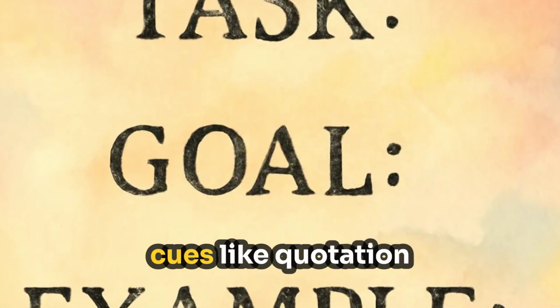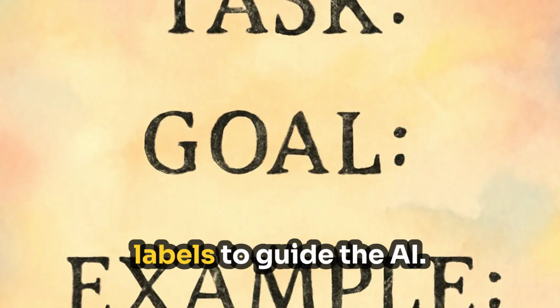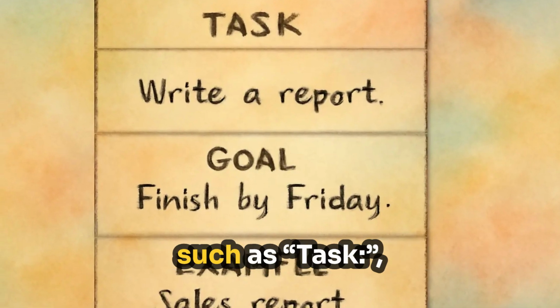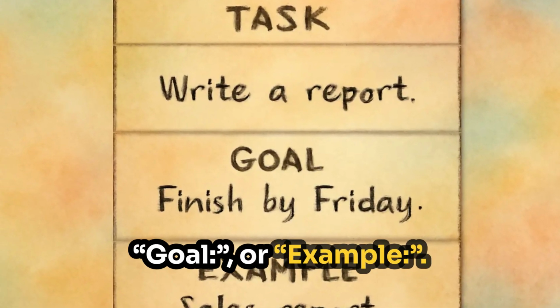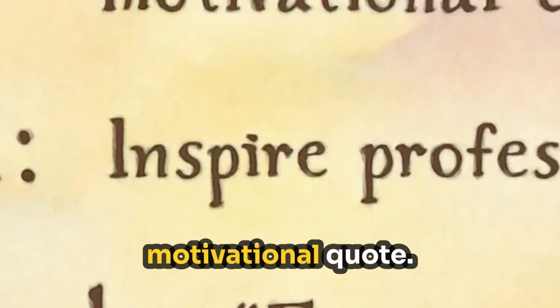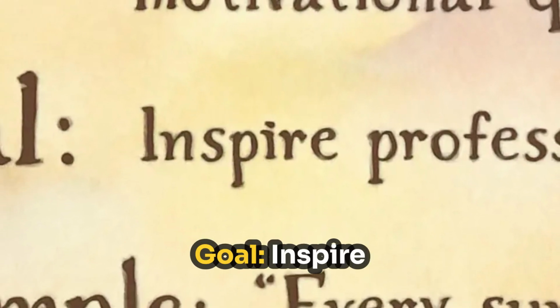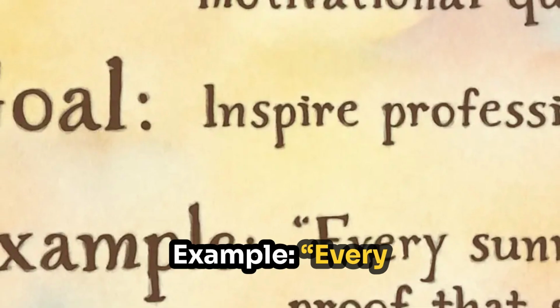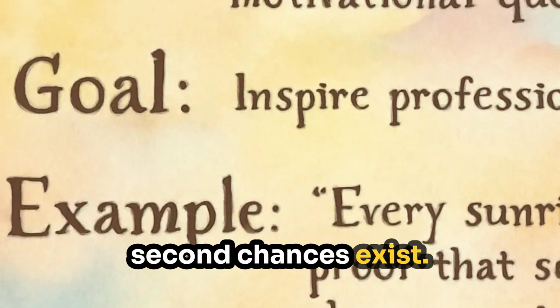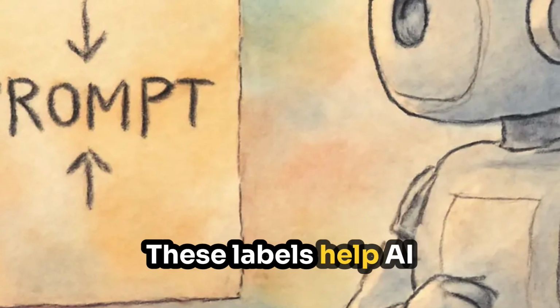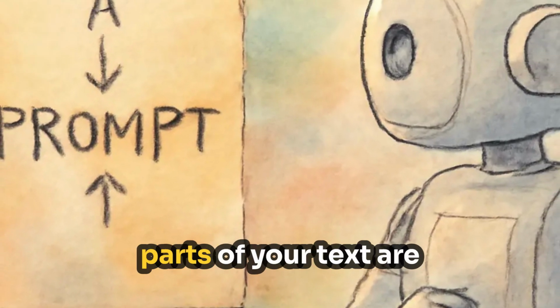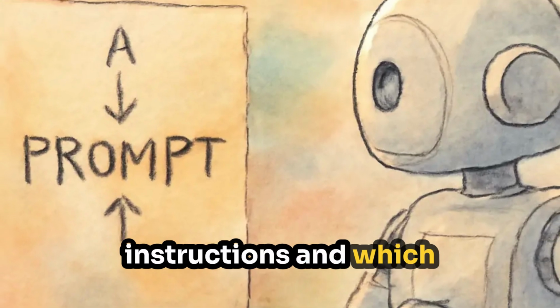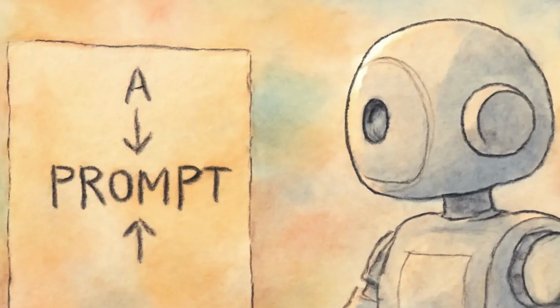Next, use formatting cues like quotation marks, colons, or labels to guide the AI. You can label different parts of your prompt, such as task, goal, or example. Task: write a motivational quote. Goal: inspire professionals facing burnout. Example: every sunrise is proof that second chances exist. These labels help AI models understand which parts of your text are instructions and which are examples to follow.